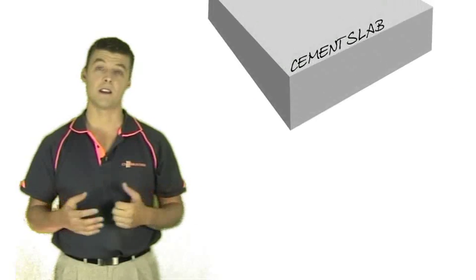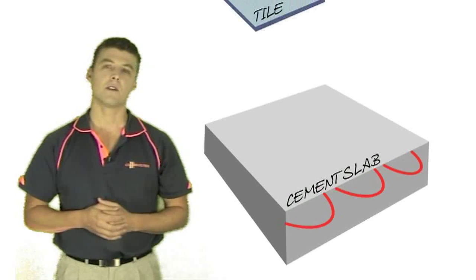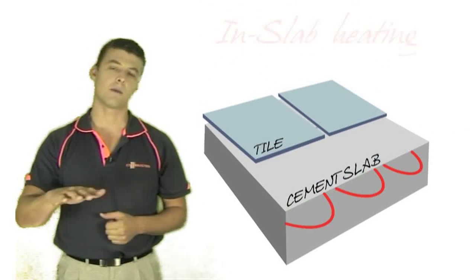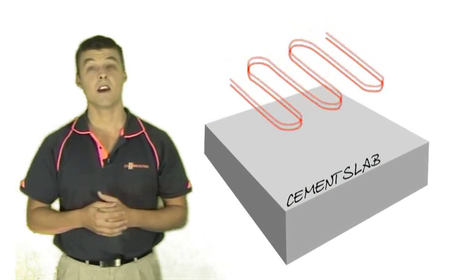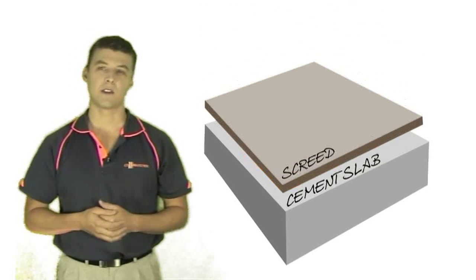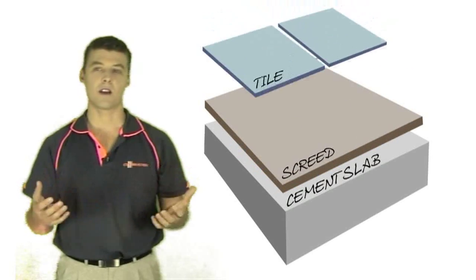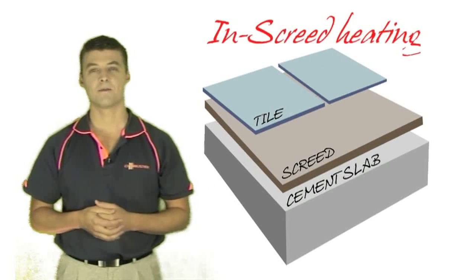With in-slab heating, the thick elements are cast in the middle of the slab, with the floor finish being applied directly on top of the concrete slab. With in-screed heating, the thinner elements are installed on top of the slab and a layer of sand and cement tile bed is applied over the cables to ensure a smooth surface for tiling.